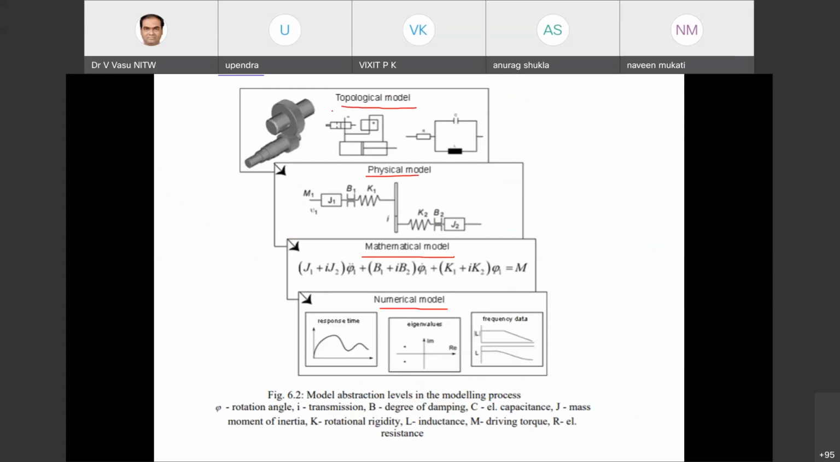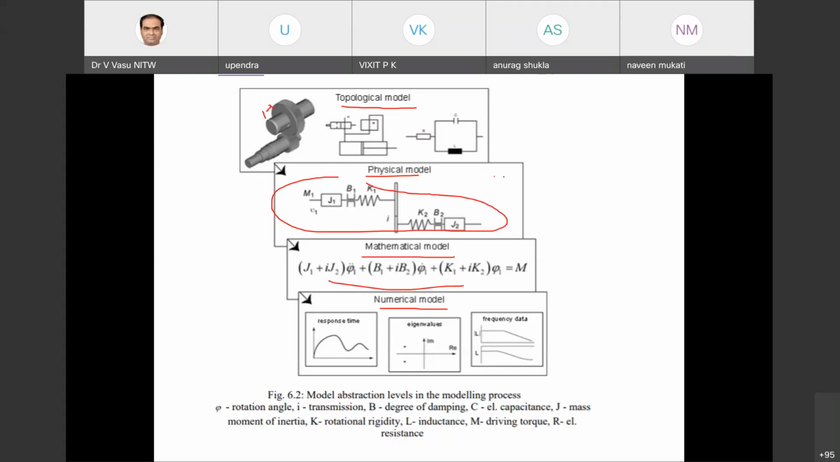In the topological model, we can incorporate the exact dimensions of the components, such as the diameter of this shaft and the length of this shaft. Whereas this can be represented in the physical model in the form of spring-damper systems, and in the mathematical model we get the equation form.